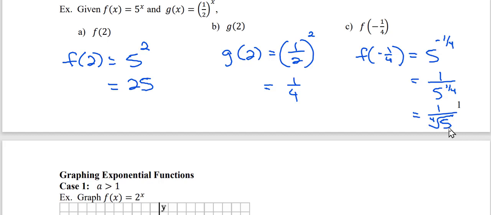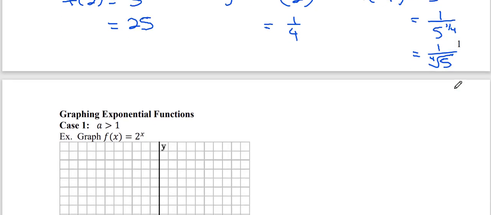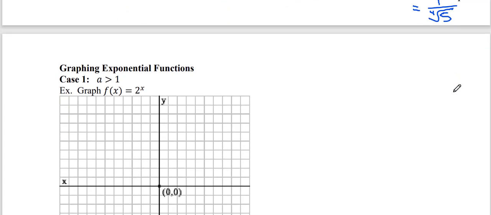So that is f of negative 1/4. A little bit of review of rules of exponents. The negative exponent, we'll put it into the denominator under 1, and then the fractional exponent, that denominator is the index on the root. So that's why it's a 4th root.